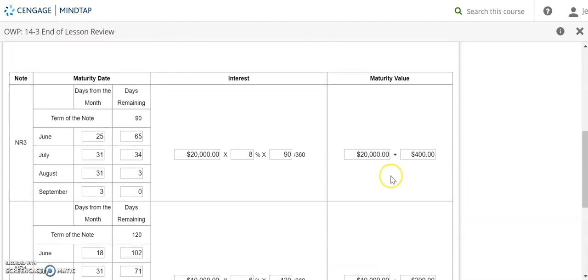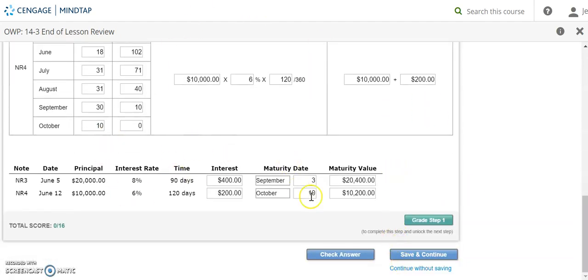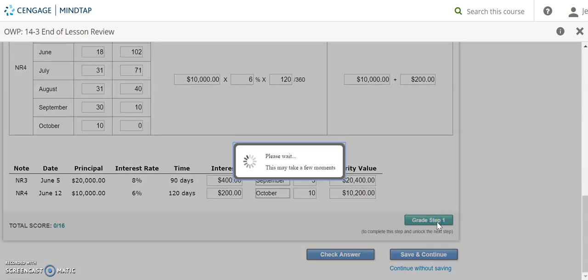Okay, so my top table is filled in. My bottom table is filled in. I'm going to grade step 1.